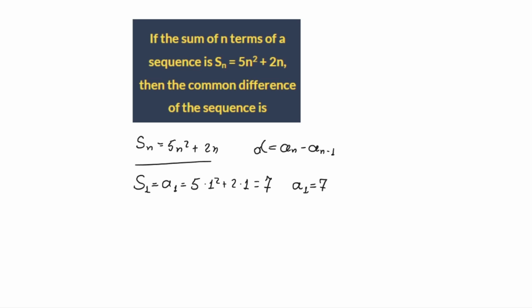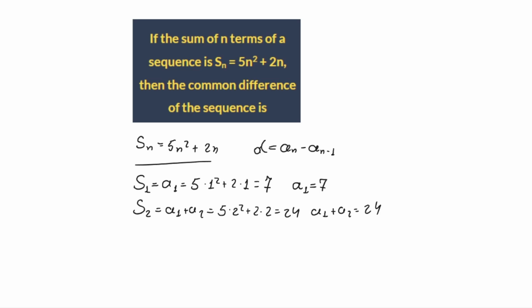Let's find S2, which is the sum of the first term and the second term. And let's plug 2 into the equation, which is 5 times 2 squared plus 2 times 2. And this is 24. So we know that a1 plus a2 is 24.